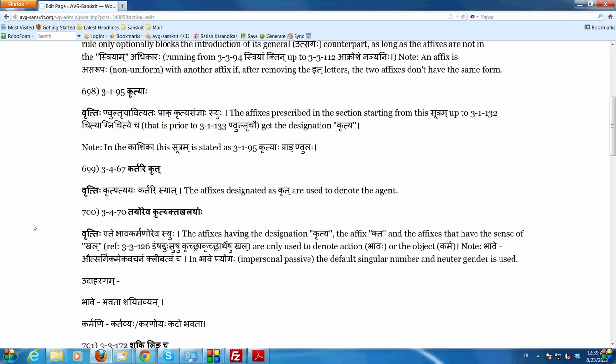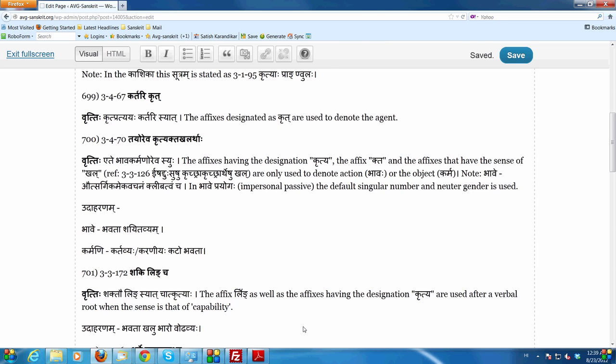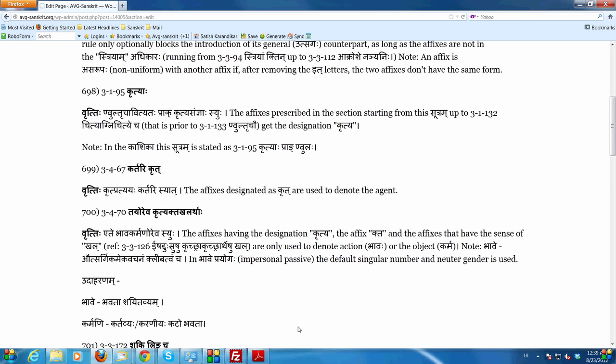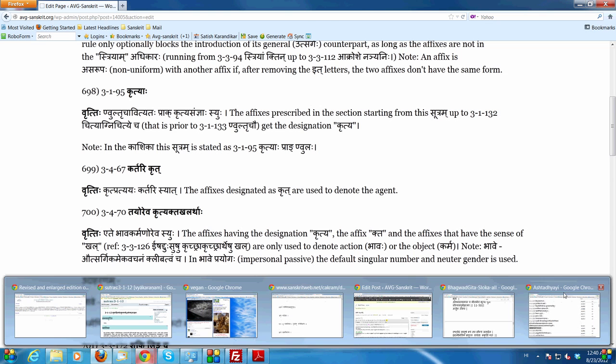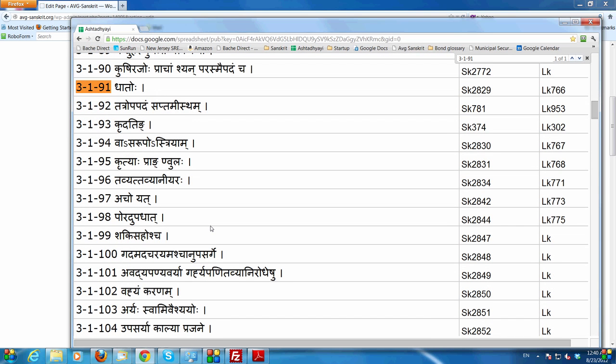And to get to that, we have to first look at a broader sutram, which is Kartari Krit. This Kartari Krit is a rule for telling us in which meaning, as a default, as a starting point, any Krit pratyaya is to be used. Now recall, we already discussed that the Kritya pratyayas are a subset of the Krit pratyayas.